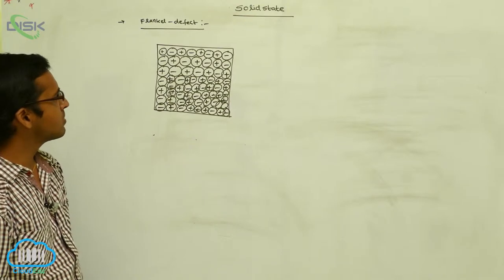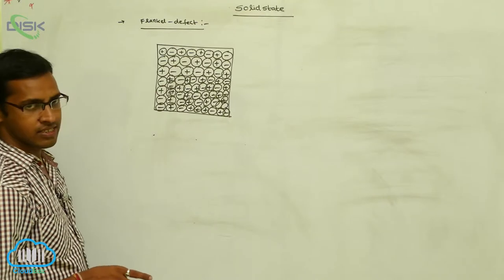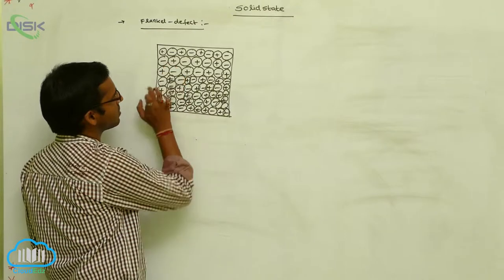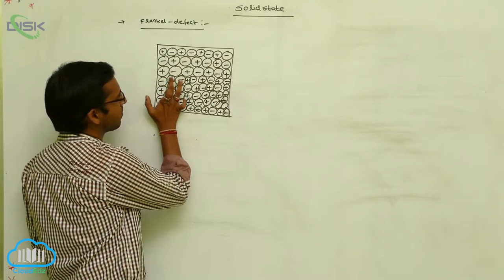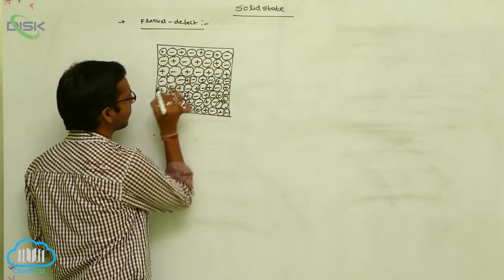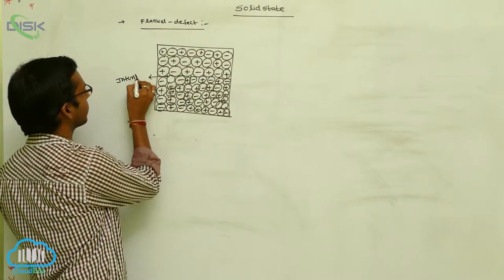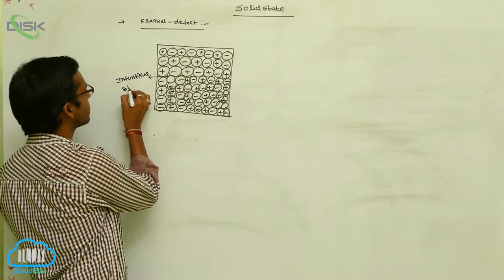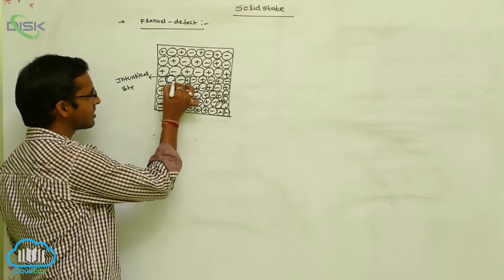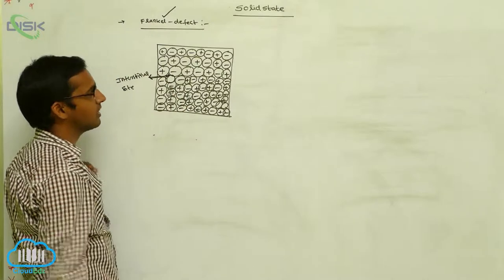But what is a Frenkel defect? It is the arrangement of atoms or ions in an interstitial site. For example, this is your interstitial site. Your positive charge is located in the interstitial site here. Interstitial site means the ion is displaced into the interstitial site. Here vacancies take place. Such a defect is called a Frenkel defect.